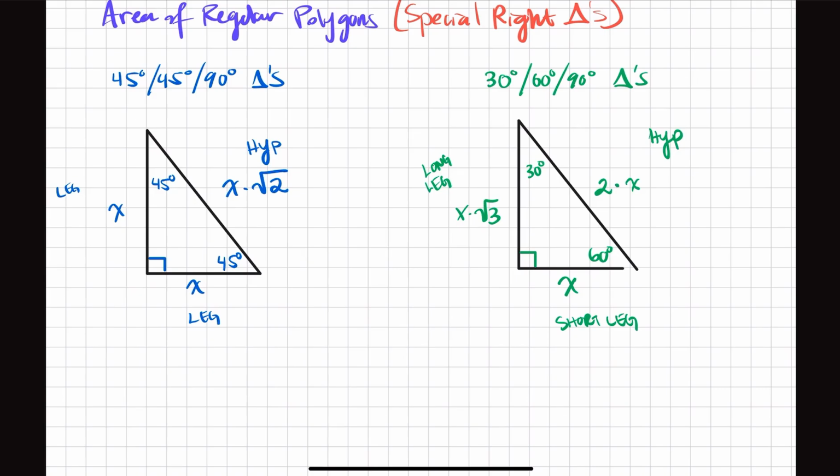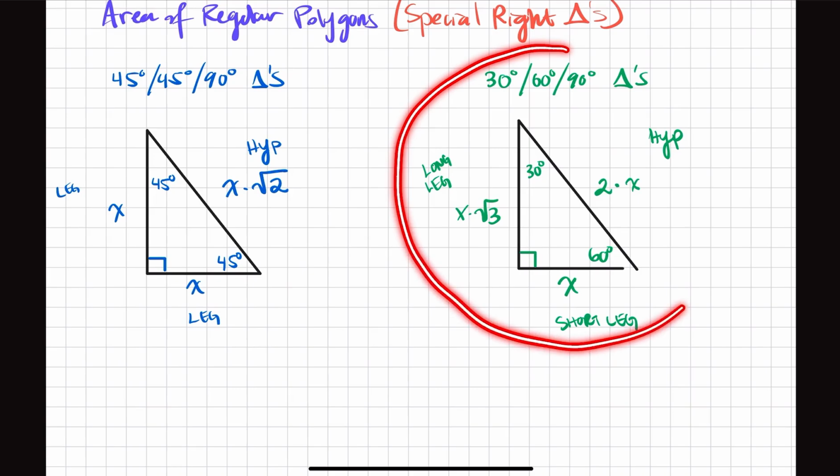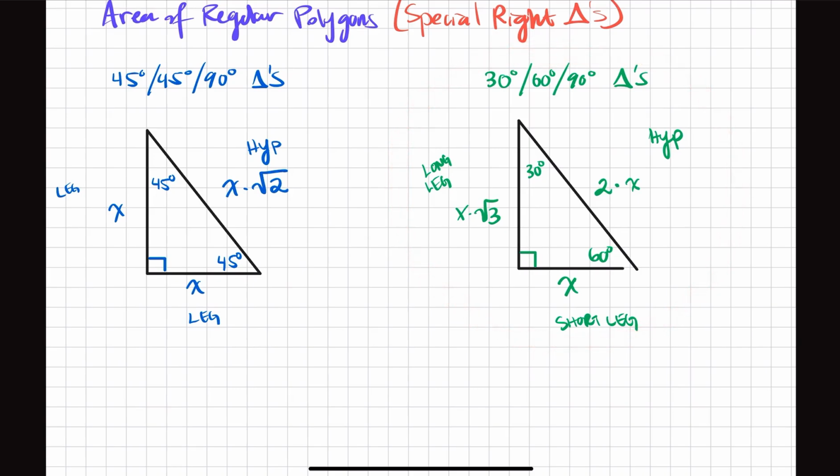And I'll say with finding area of regular polygons and seeing special right triangles, the most common special right triangle you'll see is not this one. This one's more common in squares, but the ones you will see a lot of are 30, 60, 90 triangles. And the types of regular polygons that you'll see these show up in are going to be triangles. You're also going to see it in hexagons. And so I'd say those are the two common ones in which you'll see them. So let's actually go ahead and jump into an example of this.